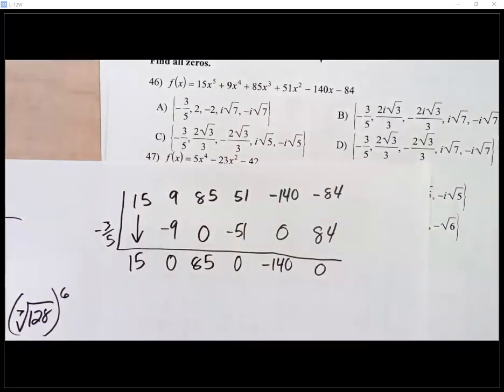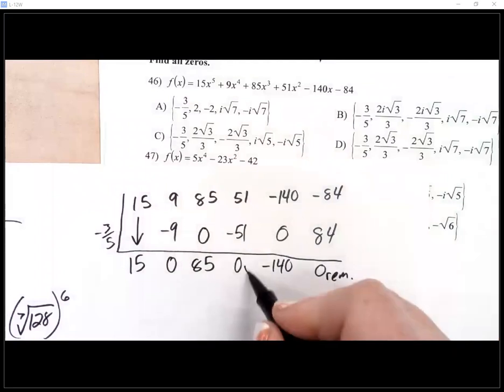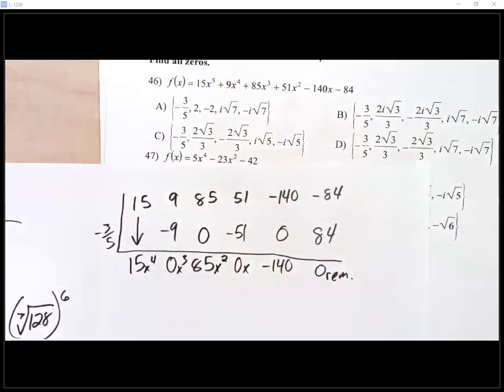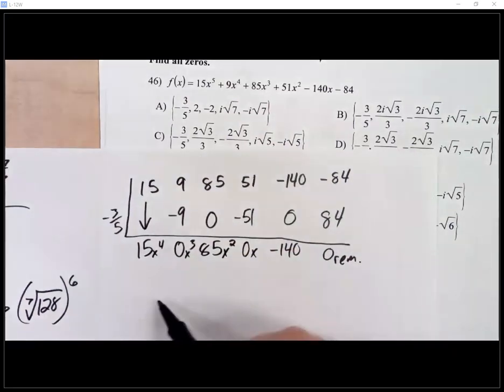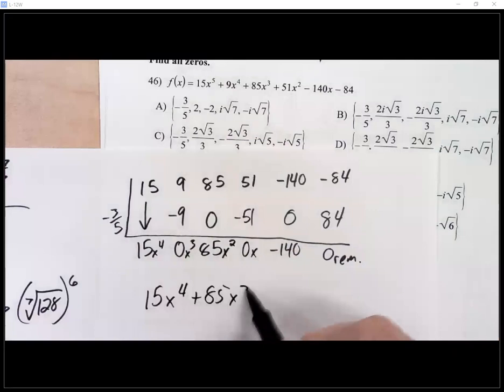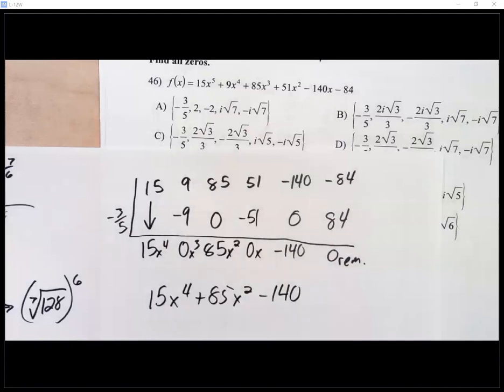So yes, we know that -3/5 works, but remember what we have left now. That's my remainder, that's my constant, that's x to the first, x squared, x to the third, x to the fourth. So my new quartic looks like this: 15x to the fourth plus 85x squared minus 140. Can I divide a 15 out of this? No, darn it. I could divide by 5. I don't know if that's going to help us any. Do you want to divide by 5 or just leave it? Yeah, well, let's divide by 5. Why not?